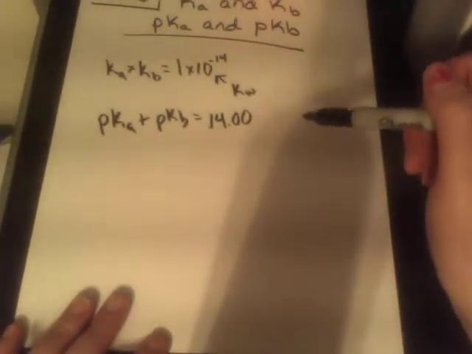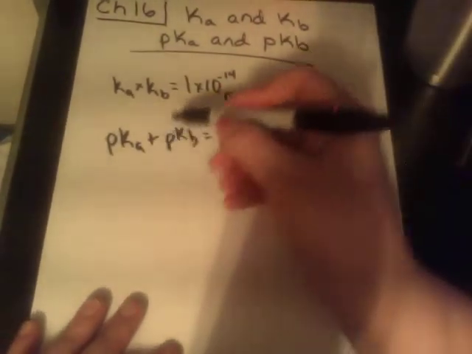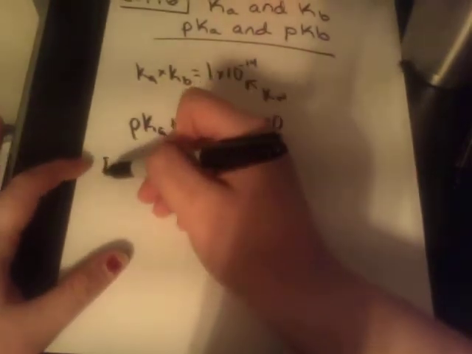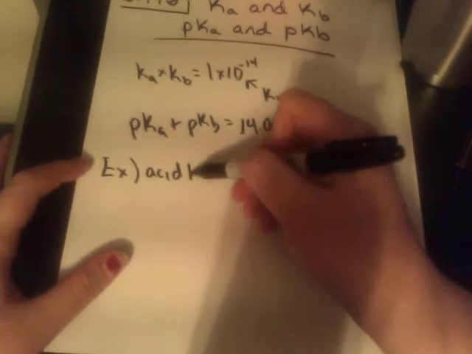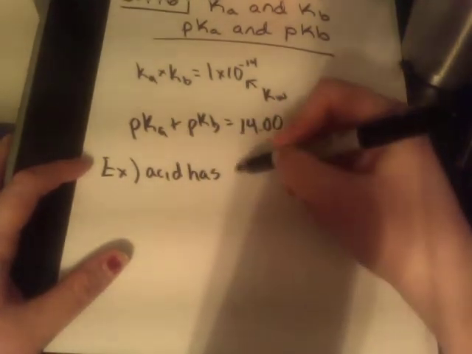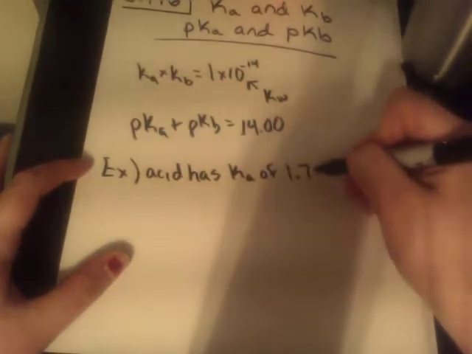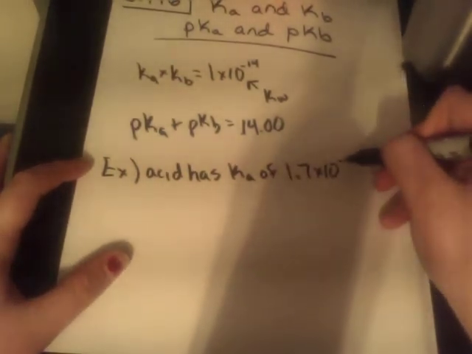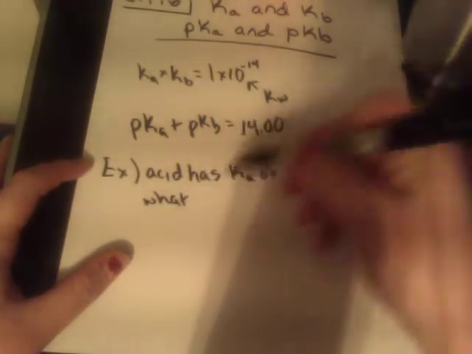So how this can work out is, let's say that you are given an equation. Let's do one that everybody does. If you have an acid that has a K sub A of 1.7 times 10 to the negative 4, we'll say, I want to know what is the K sub B.